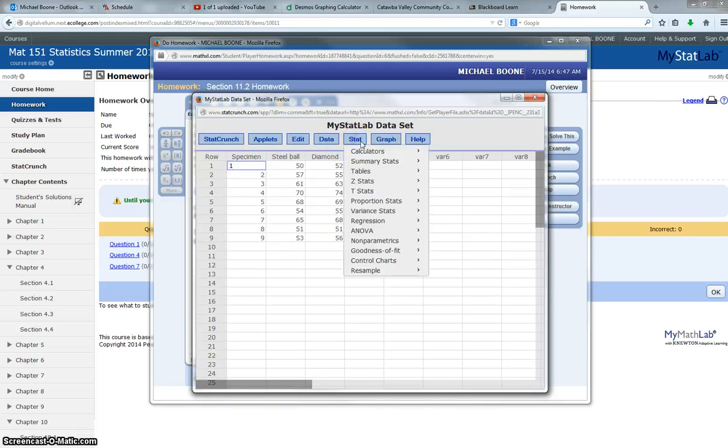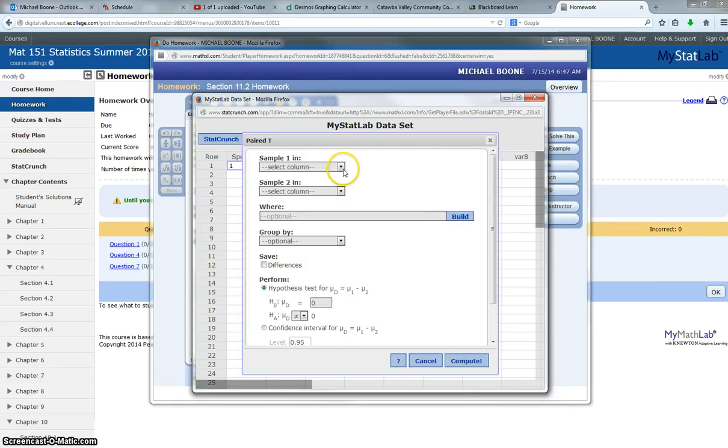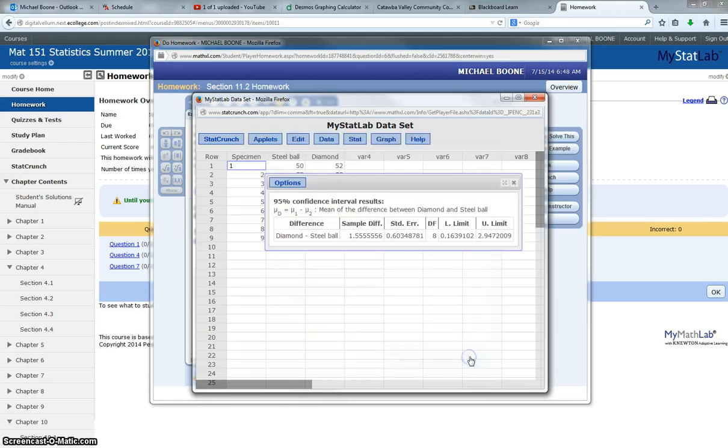So when we go to make our confidence interval and put this into StatCrunch, what I was doing incorrectly earlier, again T-stats paired, was putting steel ball first and diamond second. It really doesn't matter as long as we can interpret the confidence interval. But as far as what my MyStatLab wants, they want diamond first and steel ball second. That seems to be a trend. Then we're doing a confidence interval, and they said 95%.